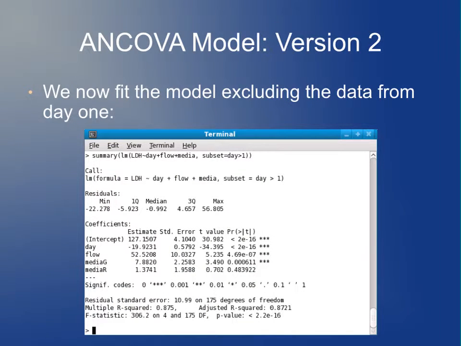It's the same model, I just added the subset command in R, say, subset day greater than 1. That means take everything where the day is bigger than 1. And once we do that, suddenly this becomes a lot more interesting. The effect of flow rate is significant, as is the effect of media G. There's still no difference between media R and the baseline, which I believe is media F in this case.